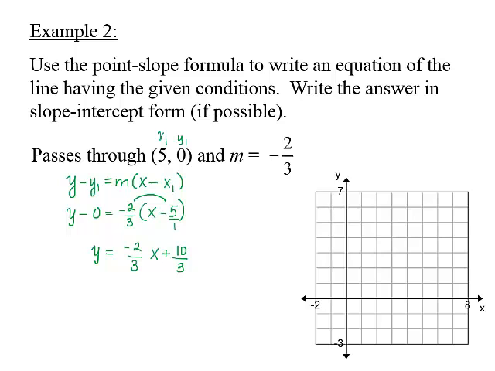Graphing this line, it passes through the point 5, 0, which is an x-intercept. Slope of negative 2/3 means we're going to go down by 3. I'm sorry, down by 2, right 3.